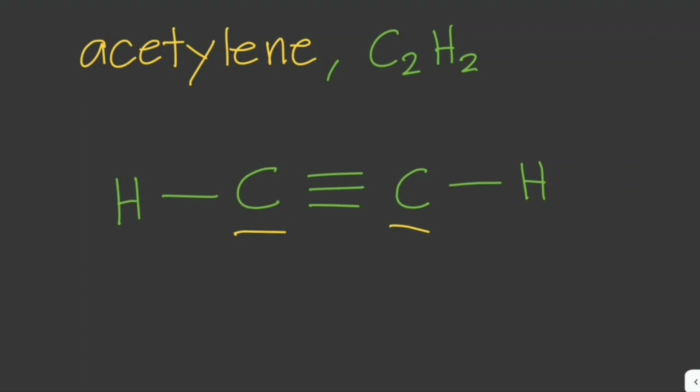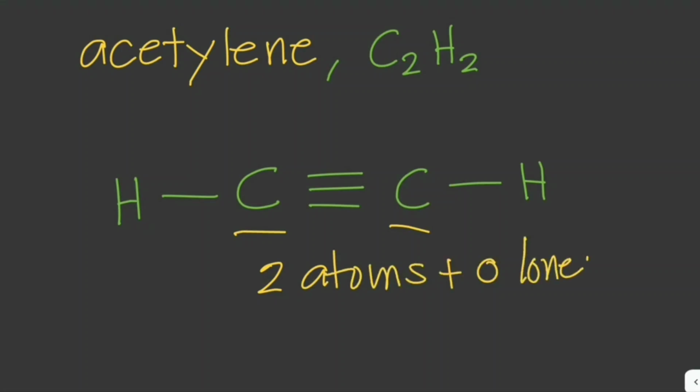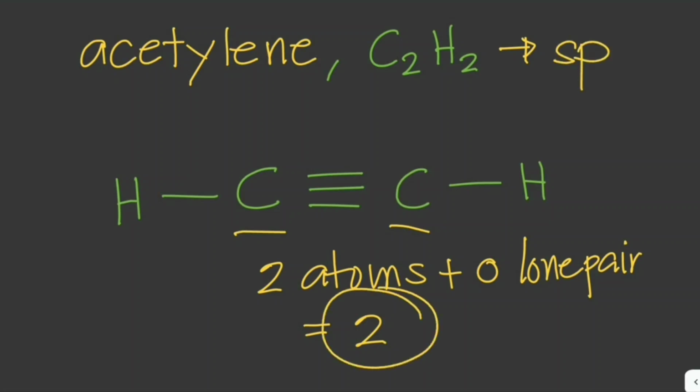So this would give us a total of 2 attached atoms and 0 lone pairs. And this would give us the sum, which is equal to 2, or the steric number is equal to 2. Therefore, the hybridization of acetylene is sp, because the sum is equal to 2.